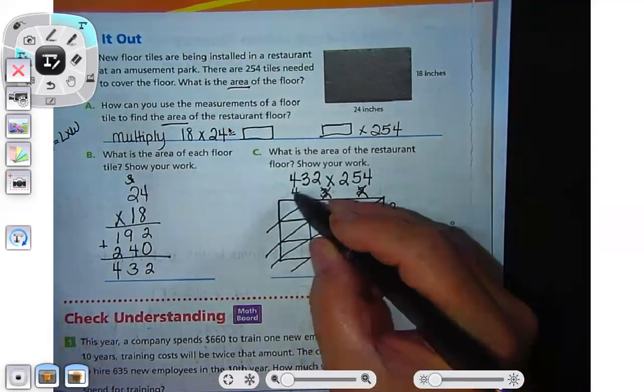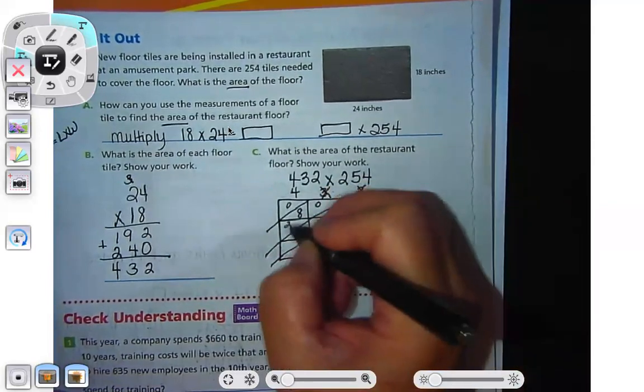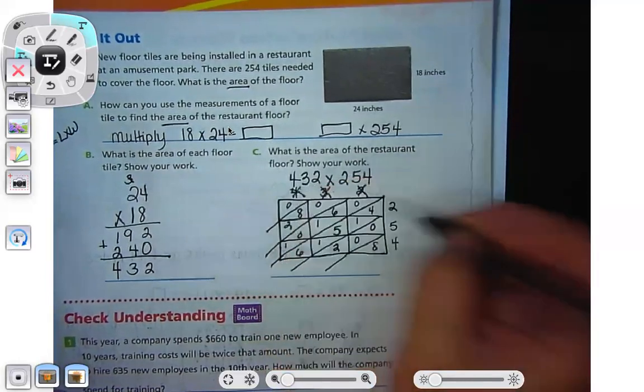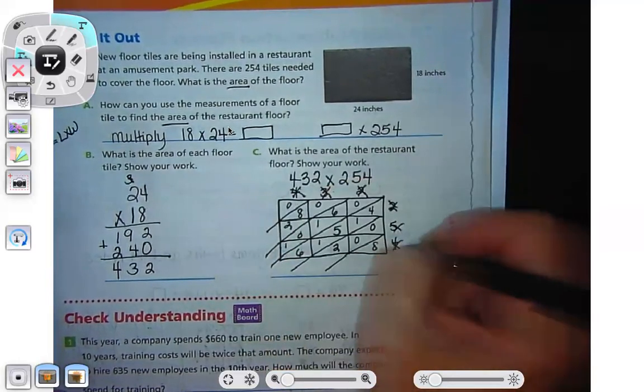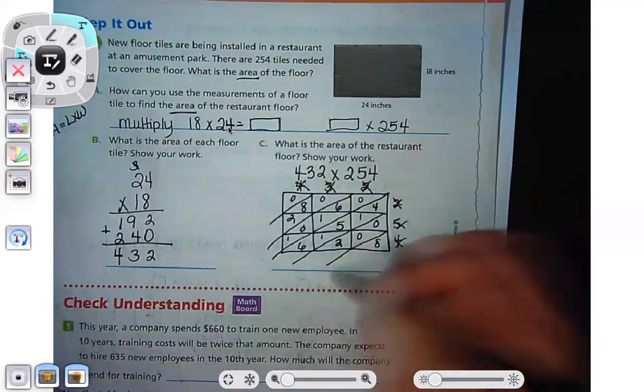Okay, last one. 4 times 2 is 8. 4 times 5 is 20. 4 times 4 is 16. So now we're done with all of our factors. We want to get rid of those just so that we don't add them up in our rows. Now we're going to add the value of our diagonal rows.